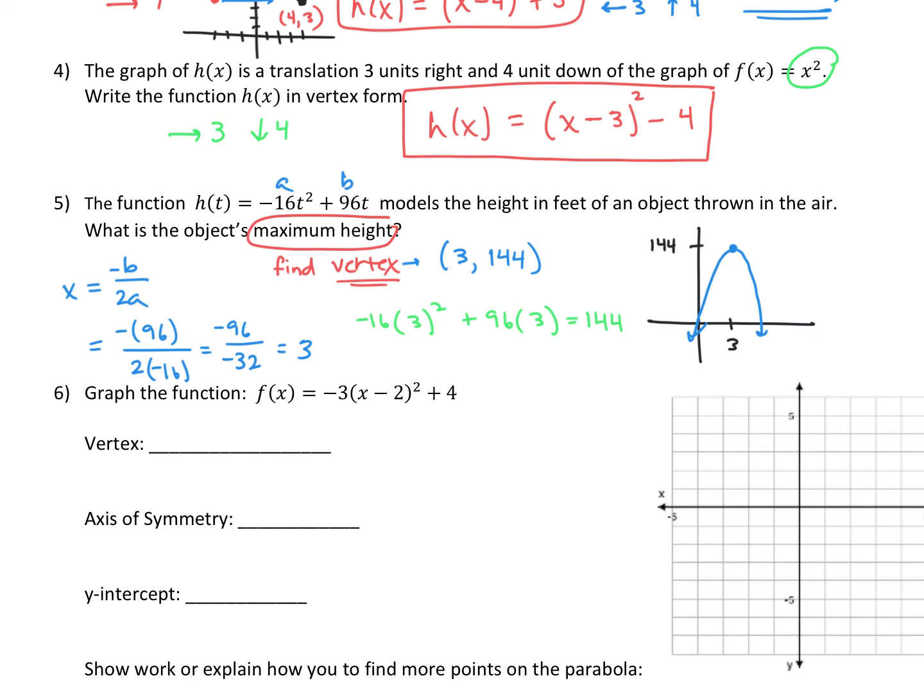Now the x value of the vertex, the first part you find, it just tells us how far over we go on our x-axis, but it's the y-coordinate that tells us how far up we're going to go with something. So the maximum height is the y-coordinate of your vertex. So to answer the question, what is the object's maximum height? It is 144 feet.